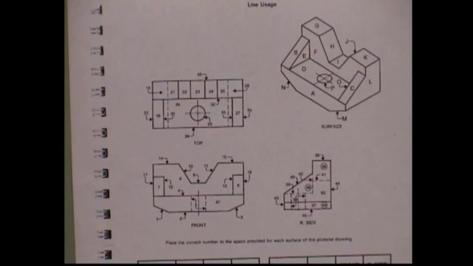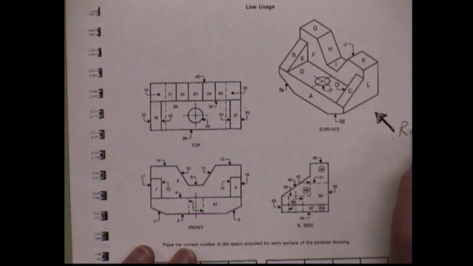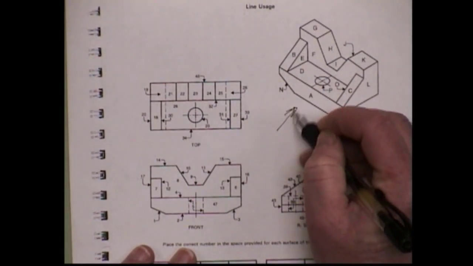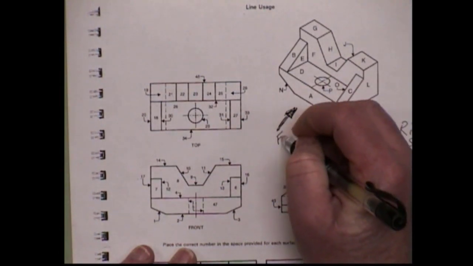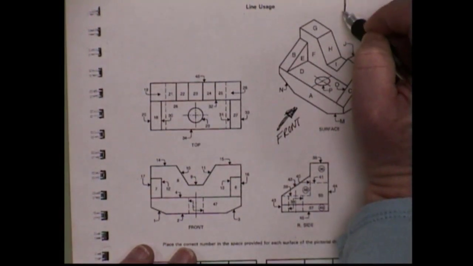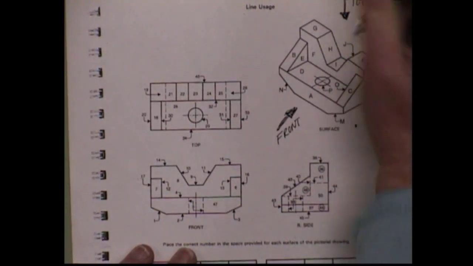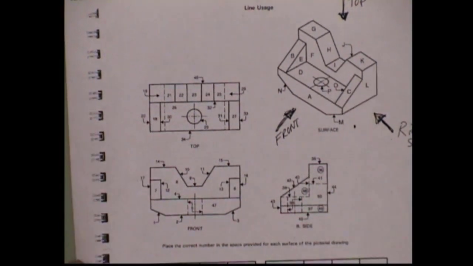So when we are approaching drawings, the first thing that we need to do is understand where we're looking. If our line of sight is from this angle, we're looking at the right side. If we're approaching it from this angle with our line of sight, then we're approaching it from the front. So we call that the front view. And then if we're looking down from the top view, and we're seeing all these surfaces, then that's what we see in the top view.